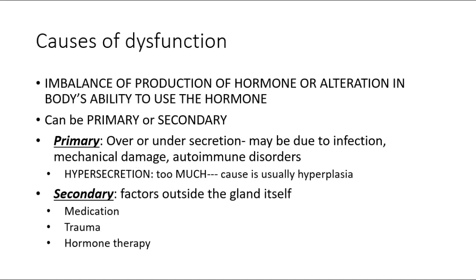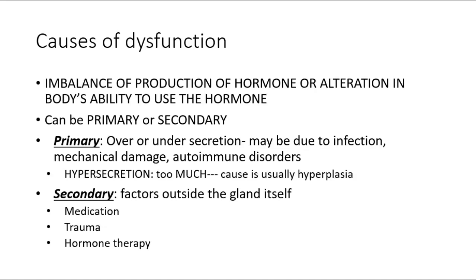So what happens? What can go wrong? Dysfunction really is the imbalance of the production of the hormone or the body's ability to actually use the hormone. This can be primary or secondary. Primary is a problem with the gland itself, that it is over-secreting or under-secreting. And you can read here, but I'll just state it out loud, that it can be due to things like infections, damage, autoimmune.